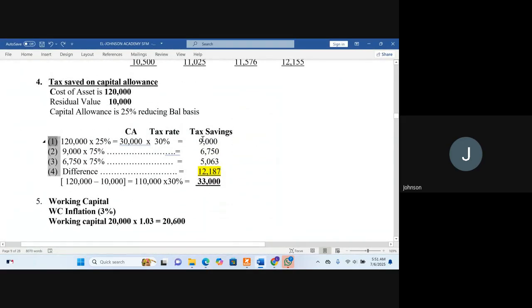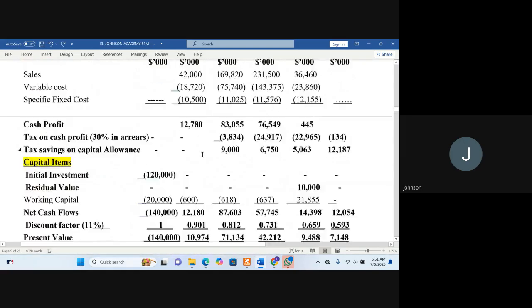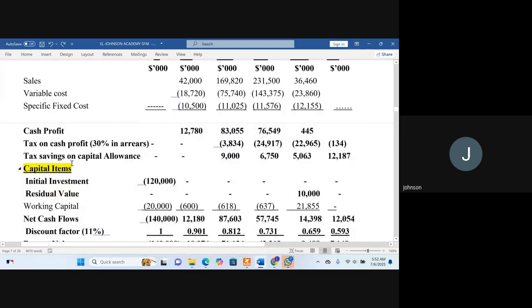So that is how we got our cash savings on capital allowance. Now, because tax is paid in arrears, your tax savings on capital allowance will also be claimable in arrears. So that's why we went back to this table. We now have our tax savings on capital allowance in arrears in year 2, year 3, year 4, year 5.